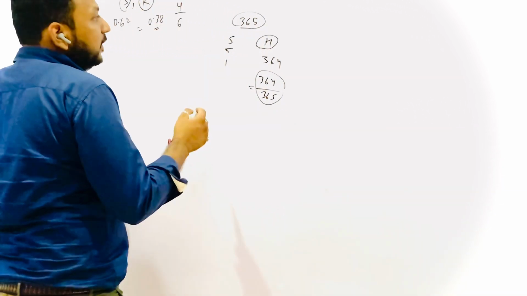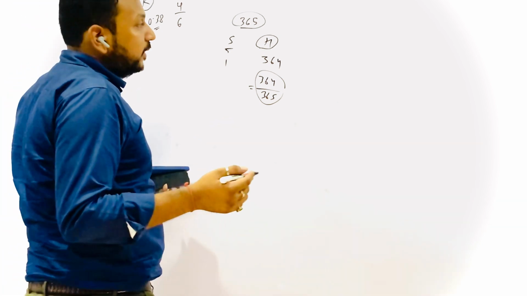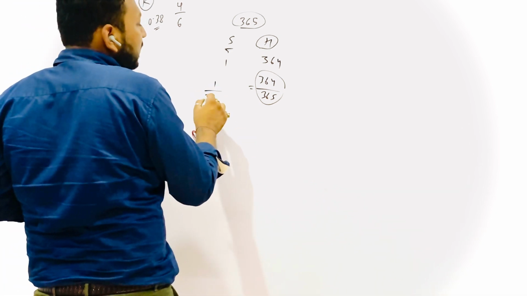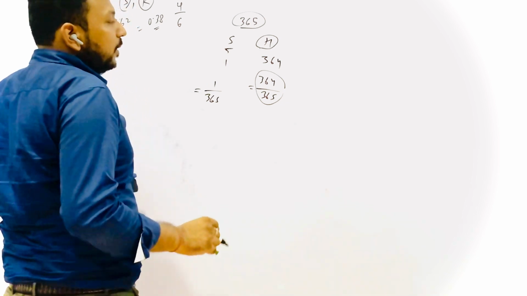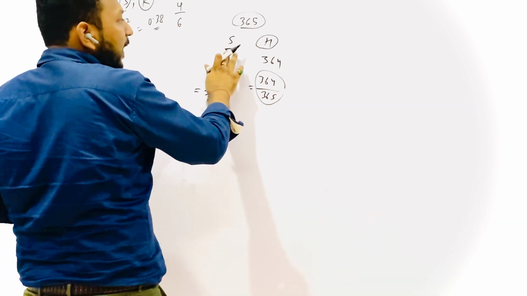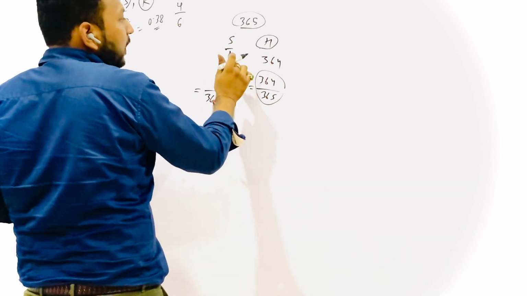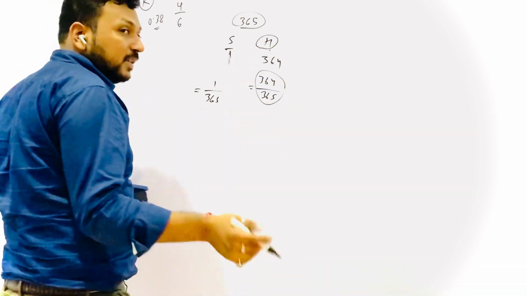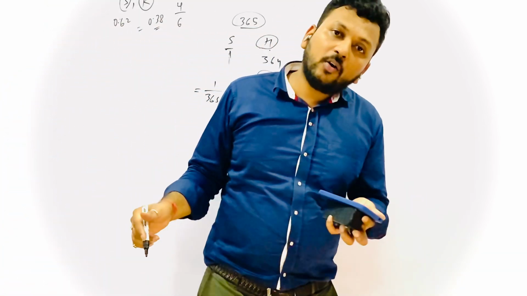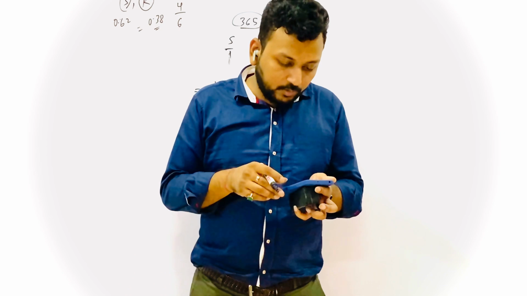And the second part is that both have the birthday on the same day, that is 1 by 365. Because she has any one day, right? And she has the same day. So she has only one option, right? So these are the things.